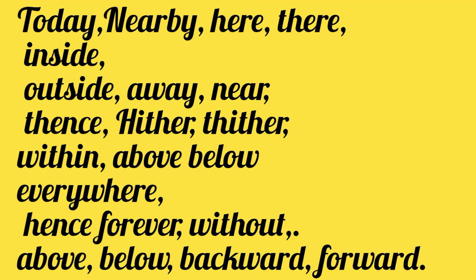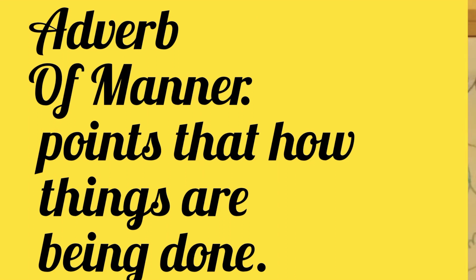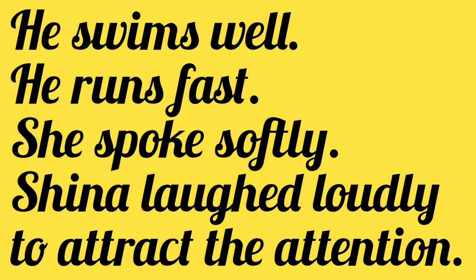Okay, and the next one is the adverb of manner. How can we use that? Manner क्या होता है? हमारे तौर तरीके होते हैं ना, how we can react to the situation and the circumstances, और ये different हो सकती है, like he swims well. कैसे swim करता है? बड़े अच्छे से करता है. And he runs fast. How does he run?